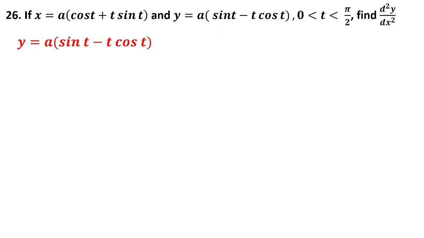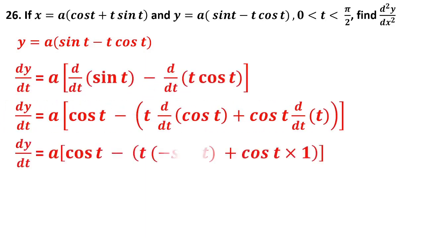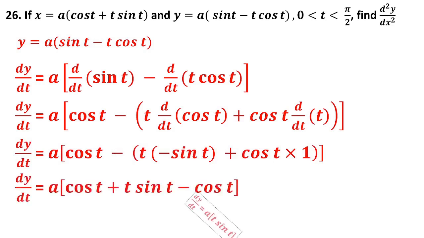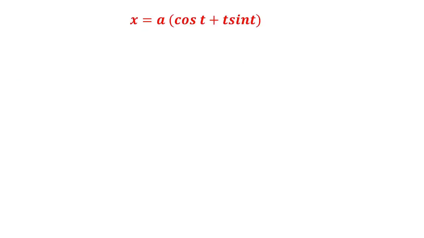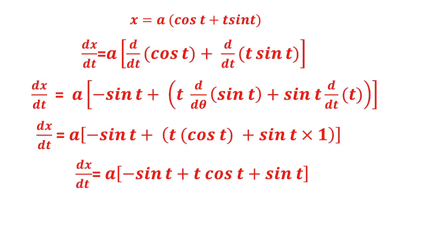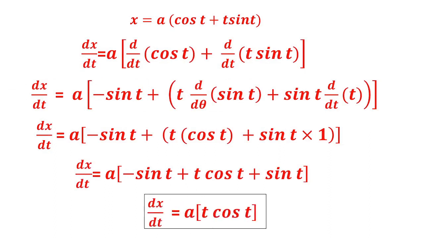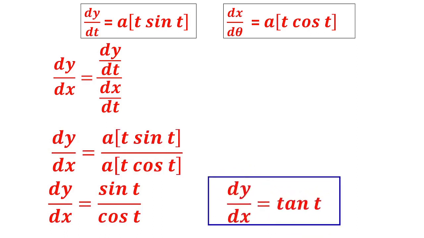X is given, y is given. You have to find the second derivative. Y is given. I am finding dy by dt, and I have shown you all the steps and simplified it. It comes to a into t sin t. Similarly, I am taking x, making use of the uv formula for the second one, and I am getting a into t cos t. Very simple. dy by dx is dy by dt by dx by dt. Simplify it, you will get the answer as tan t.